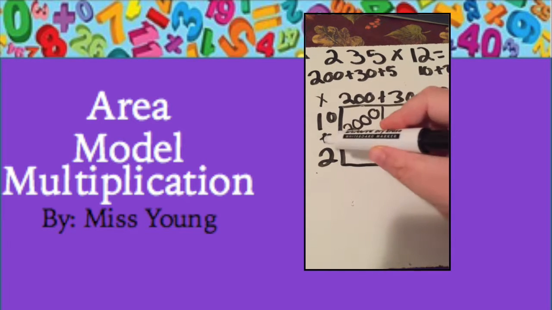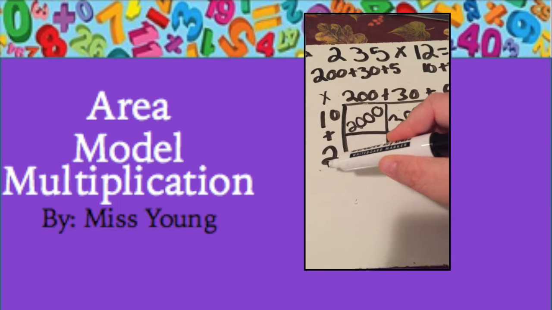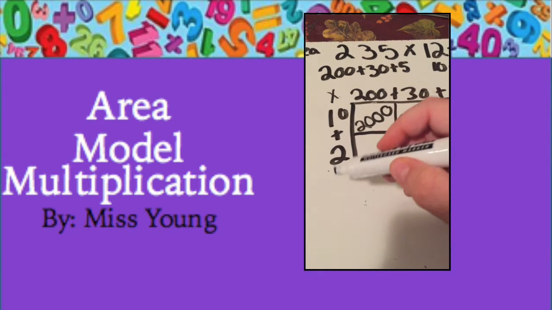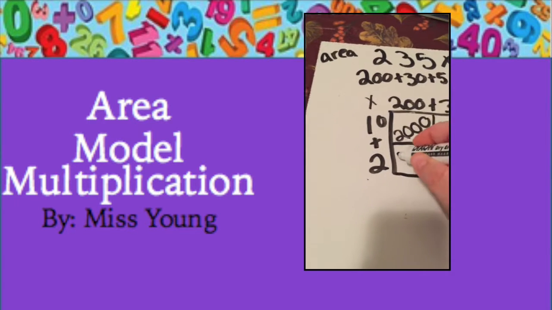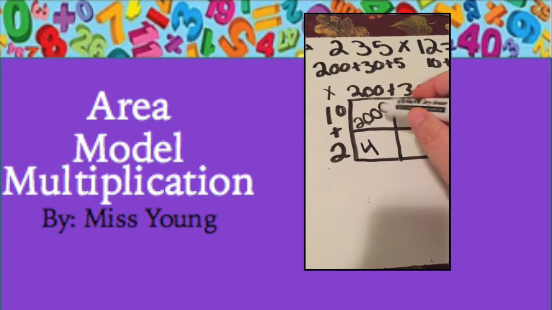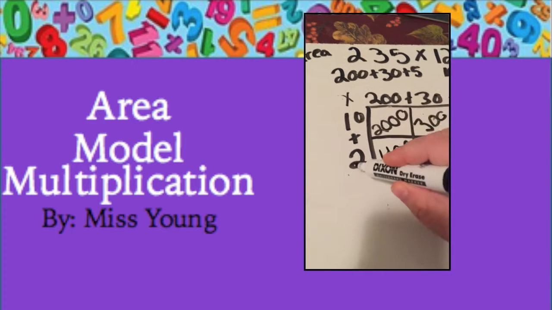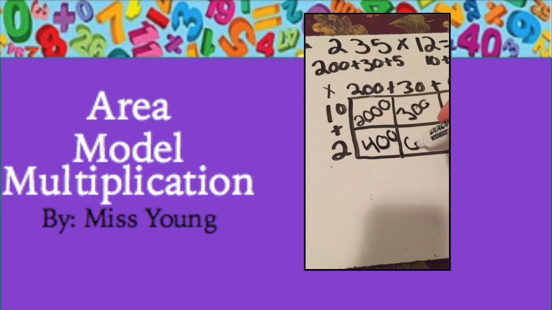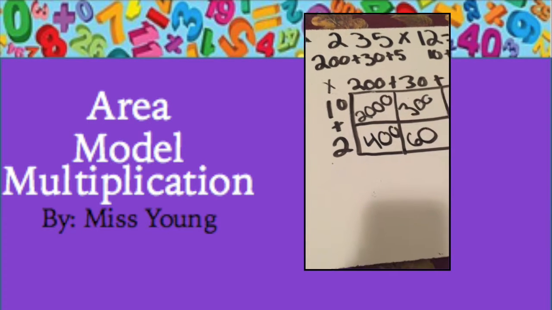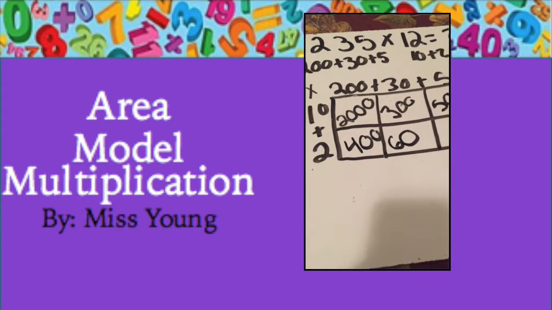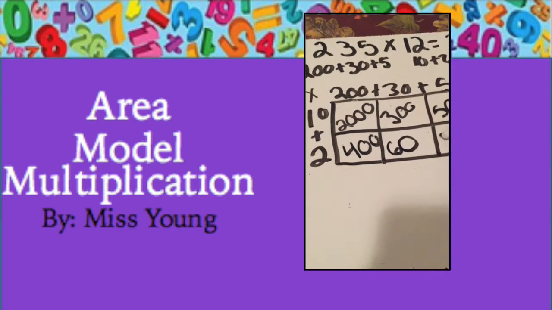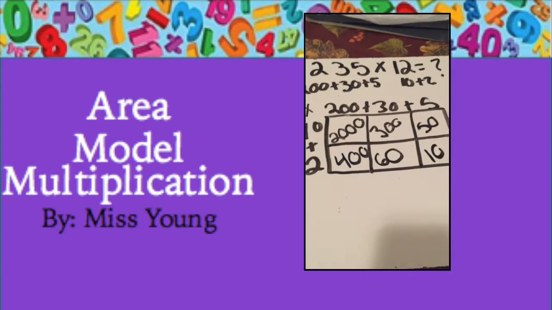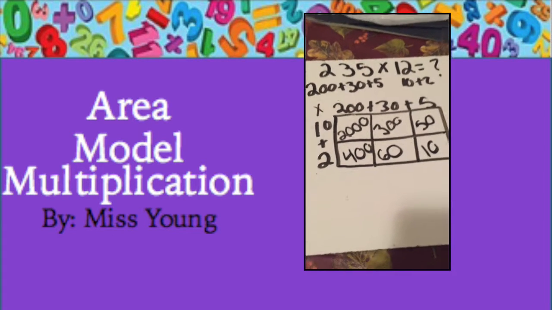Now I'm done with my 10s, so I'm going to come down to the 2. 2 groups of 200. So 2 times 2 is 4, with 2 zeros. 2 groups of 30. So 2 times 3 is 6, with 1 zero. Last one is 2 times 5, which gives me 10. There's not a zero here or a zero here, so I do not have to add a zero.